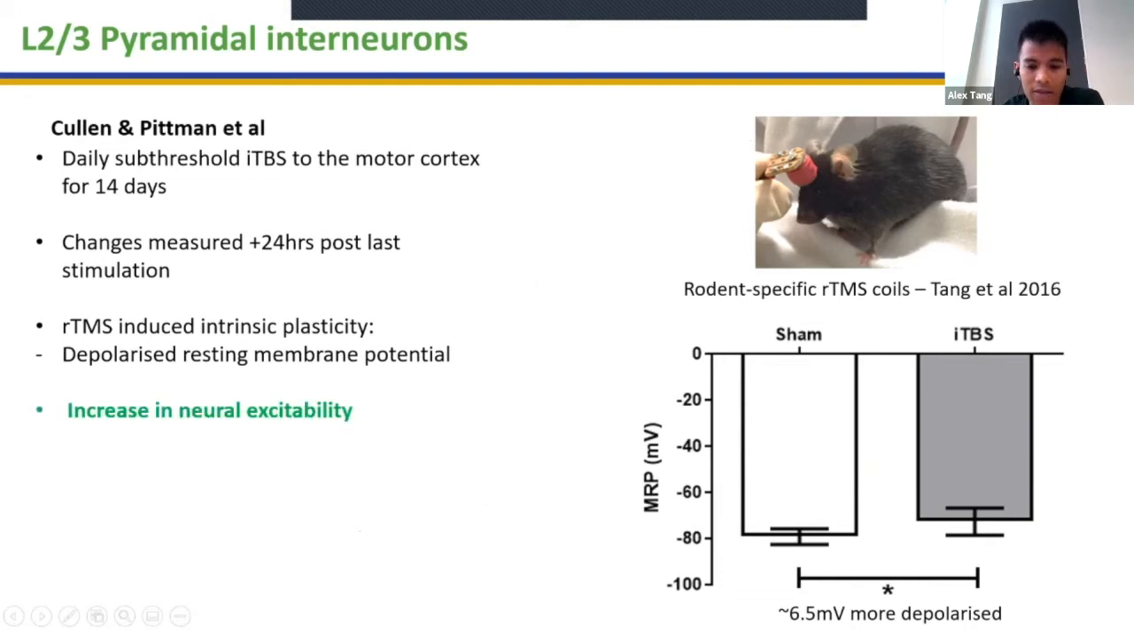And so taken together, this suggests that, at least in this paradigm, iTBS is altering neural excitability by changing the resting membrane potential.